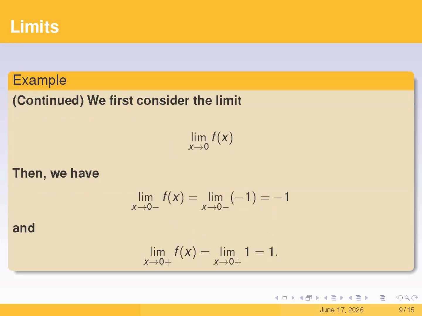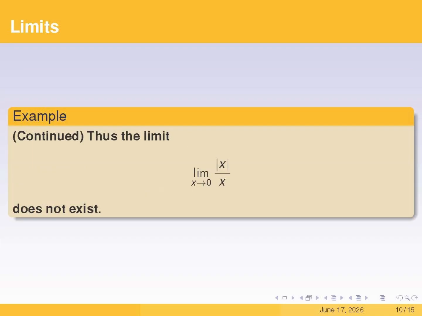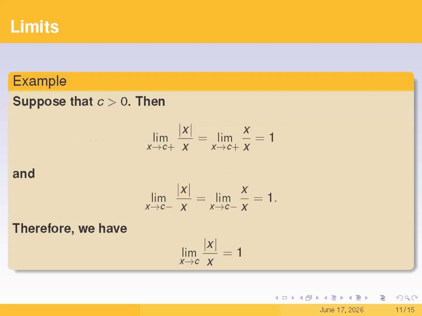Next, we can calculate the limit as the variable x approaches 0. Let's find its left-hand and right-hand limits separately. First, for the left-hand limit, that is, considering 0 minus, when x is always less than 0, the function value is negative 1, so the left-hand limit is negative 1. By the same token, we can see that its right-hand limit is positive 1. According to the previous theorem, since the left-hand and right-hand limits are not equal, the limit of this absolute value function does not exist.